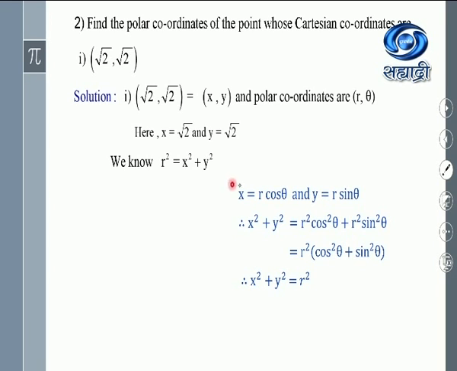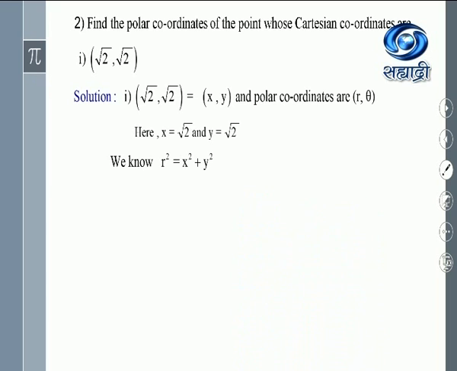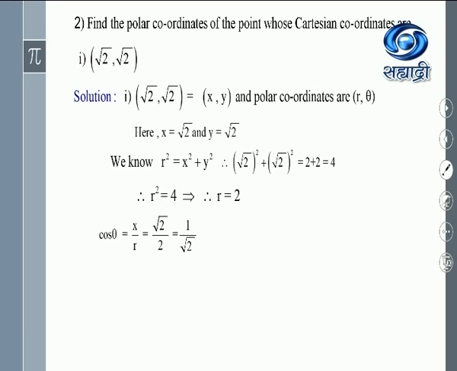But no need to write all these steps in the solution. You keep in mind x square plus y square is equal to r square and substitute the values of x and y, which is root 2 square plus root 2 square, which is 2 plus 2 is equal to 4. Therefore, r square is equal to 4 and r is equal to 2. Actually, if you solve this, you will get plus or minus 2, but as this is the length, we have only positive value, which is r is equal to 2.